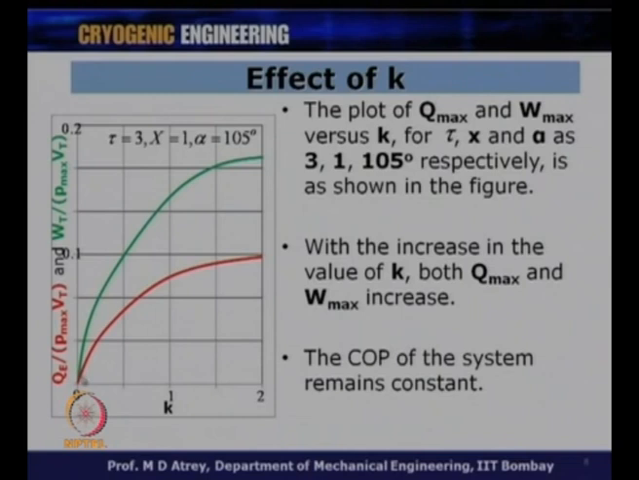Alright. So, for a given value of tau and x, which is very important, if I go on increasing the value of K, Qmax and Wmax will go on increasing and the curve will get flattened over there, because the x value also is limited in that sense, the ratio is limited to 1 in this particular case. The COP of the system remains constant because we have seen that the COP depends only on the value of tau, while increase of K will not affect the COP, but it will increase the Qmax as well as Wt or Wmax.